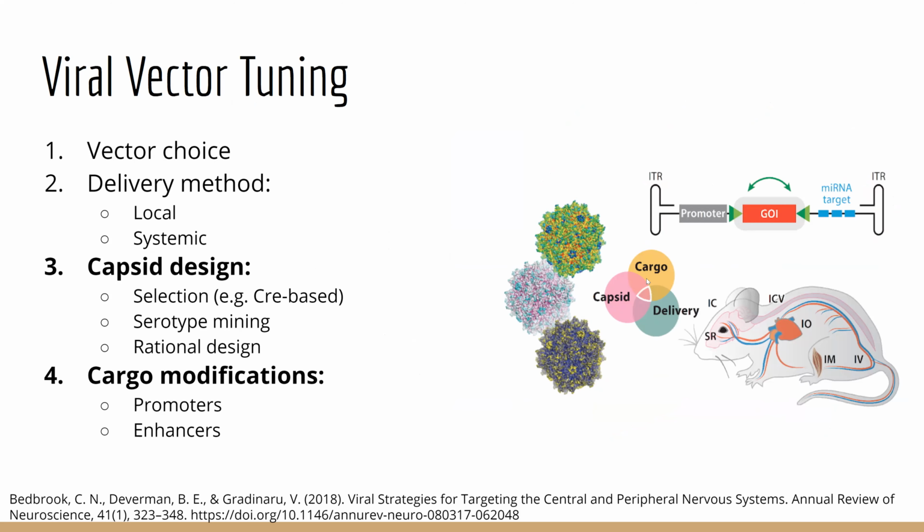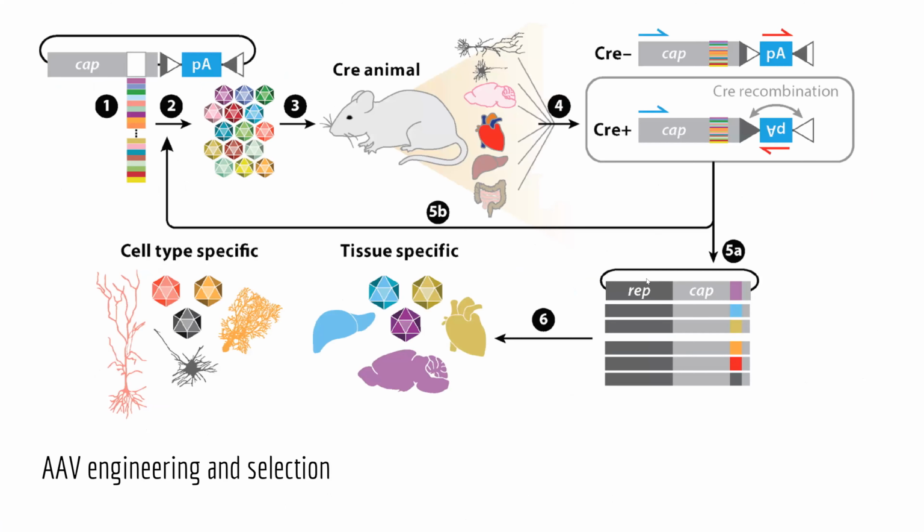And for these two things, for capsid design and cargo modifications, there are a whole bunch of options. Some of the high throughput methods that have come out, such as the Cre-based method from the Gradinaro lab, can produce millions of variants by introducing these libraries of mutations that then select for expression in specific tissues. And there's been similar work done for promoters and enhancers, and also using RNA-based screens and selection methods.